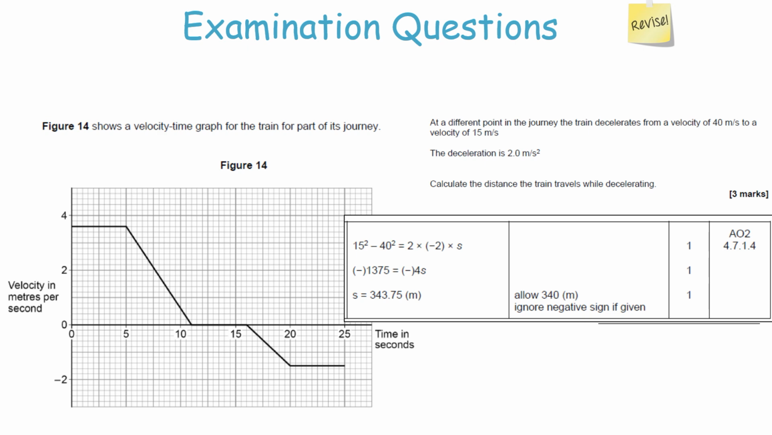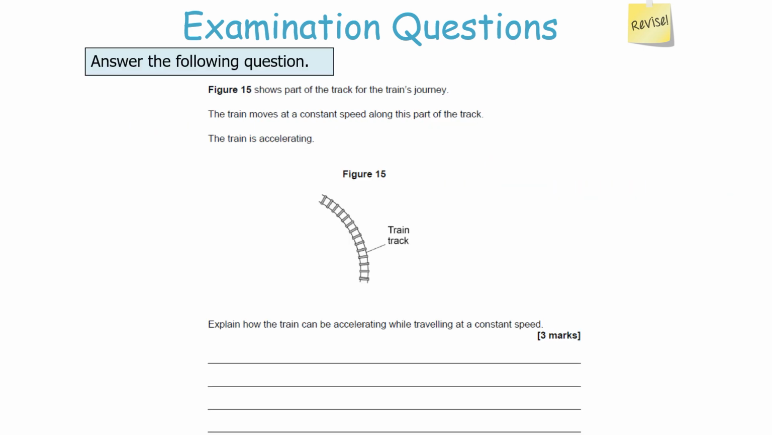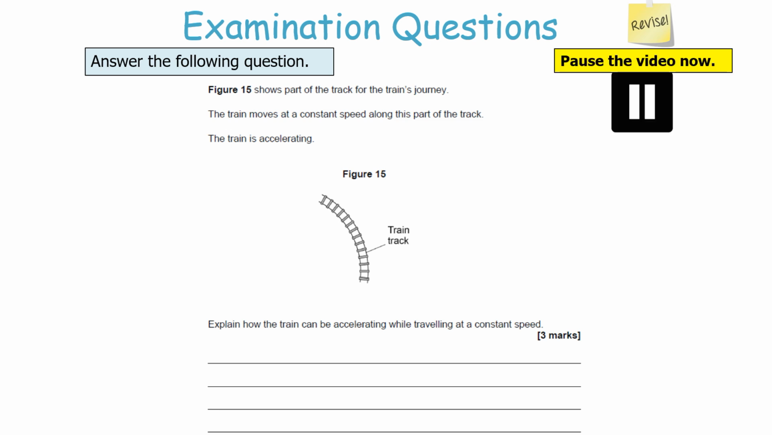343.75 meters. Does that sound sensible for a train moving? Yes, it does, so it's likely to be right. The next question says, figure 15 shows part of the track for the train's journey. The train moves at a constant speed along this part of the track. The train is accelerating. Explain how the train can be accelerating while traveling at a constant speed. So pause the video now, then unpause the video when you want to go through your answer.